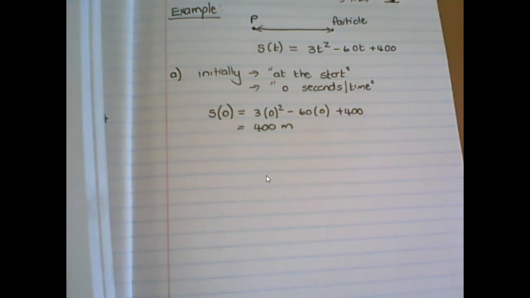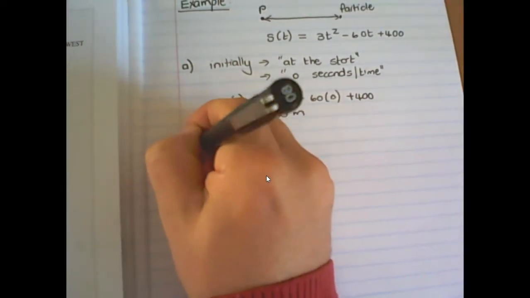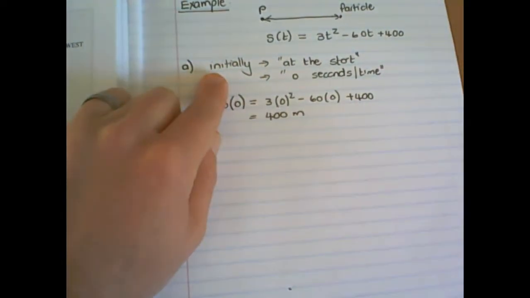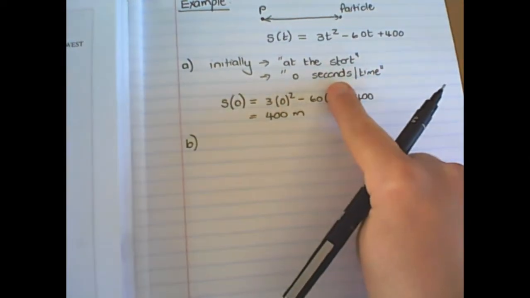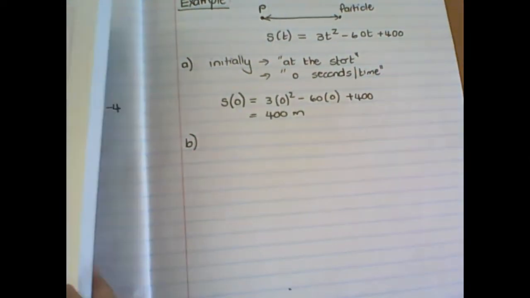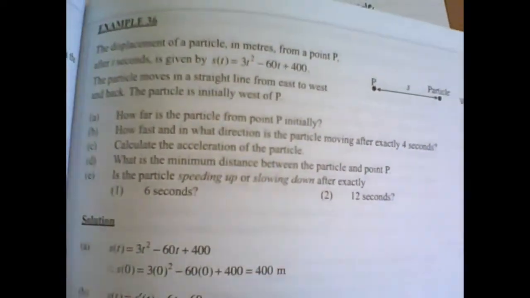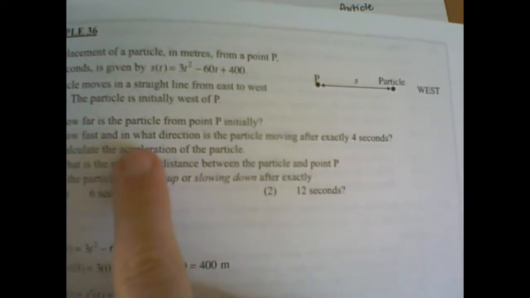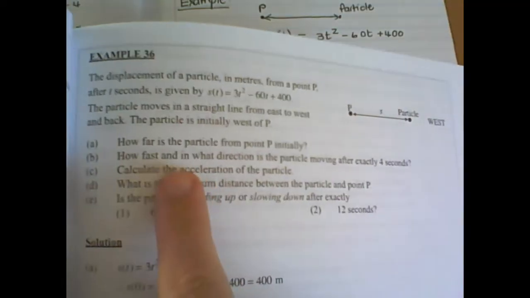I hope. Okay. So the first thing you need to learn about motion is actually the word initially. And I hope you know that that's at the start or 0 time or seconds. Now, the next question is how fast and in what direction is the particle moving after exactly 4 seconds?